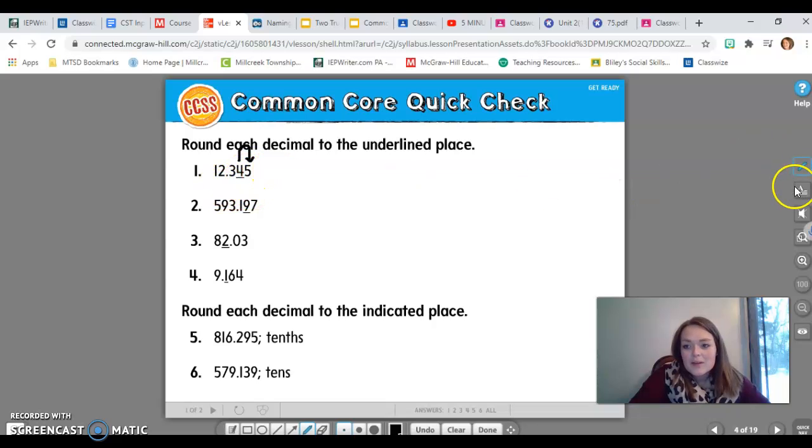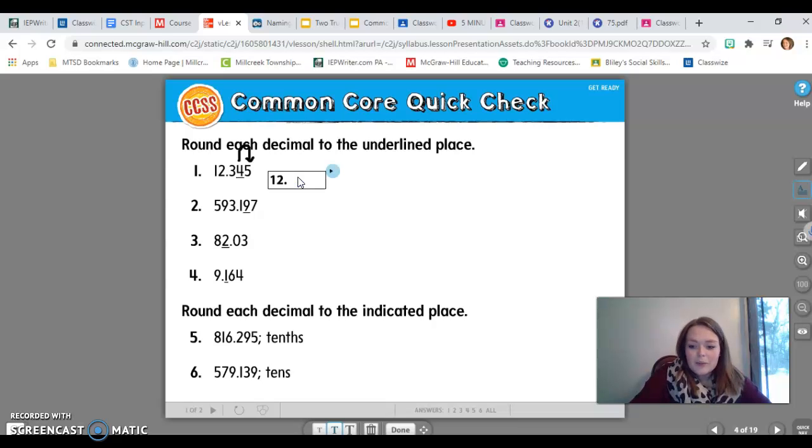So we can simply type 12 decimal 3. Okay, so what we're changing is the hundredths place. So we're looking at a 5. Are we going to bump it up or drop it off? 5, I'm going to bump it up. So if we bump up a 4, it's going to become a 5.